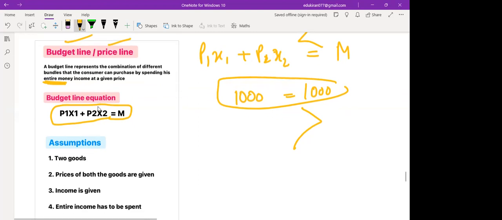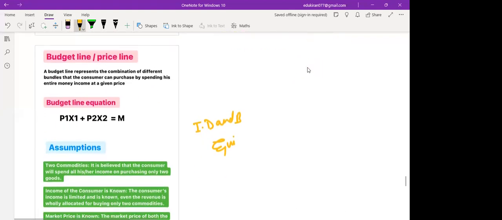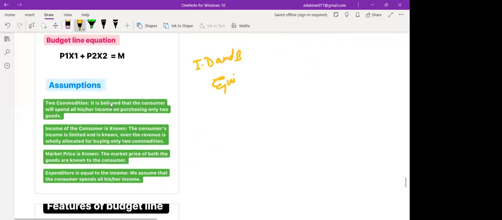Okay? But for that also there are some assumptions. Two goods, price of both goods are given, income is given, entire income has to be spent. So that means you need to spend everything. This one is the explanation of this. Two commodities. It is believed that the consumer will spend all his income on the purchasing of two goods. Income of a consumer is known. The consumer income is limited and is known. Even the revenue is wholly allocated by buying only two commodities.